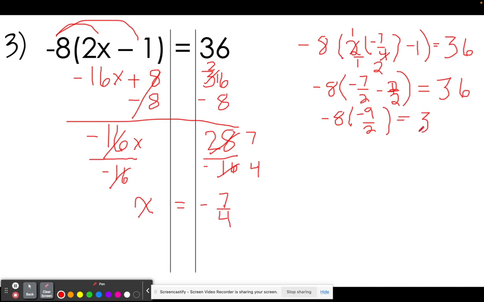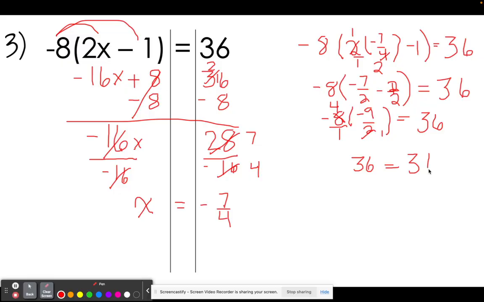Well, one thing I can see right away is I have a negative times a negative, so at least I know I'm going to get a positive answer. Simplify before you multiply. Divide by 2. Divide by 2. So now I have negative 4 times negative 9. That is a positive 36, so that looks good. And 1 times 1 is 1. I could put it over 1, but I don't need to. 36 does, in fact, equal 36.